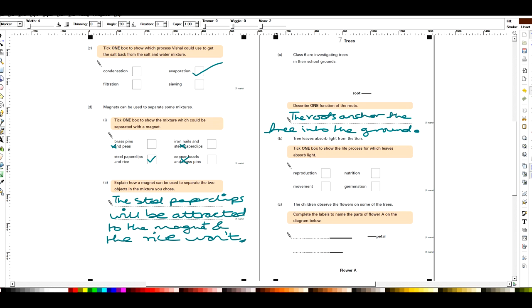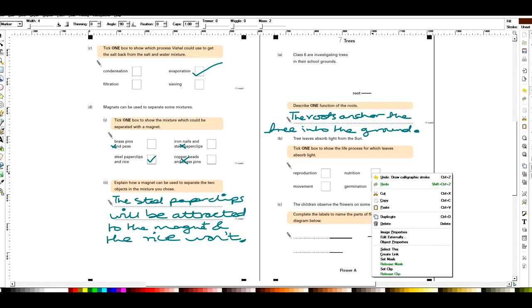Question part B. Tree leaves absorb light from the sun. Tick one box to show the life process for which leaves absorb the light. Now, when the leaves absorb light, which one of those four things are they doing? Is it reproduction, movement, nutrition, or nutrients? Well done, nutrition. They are making food for the plant. Nutrition is correct.